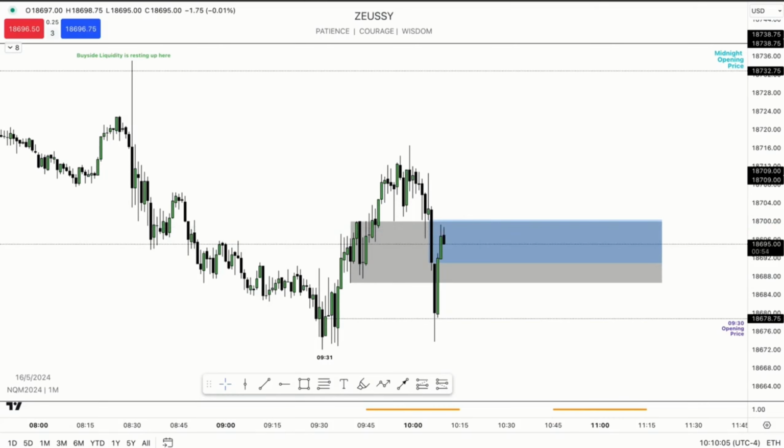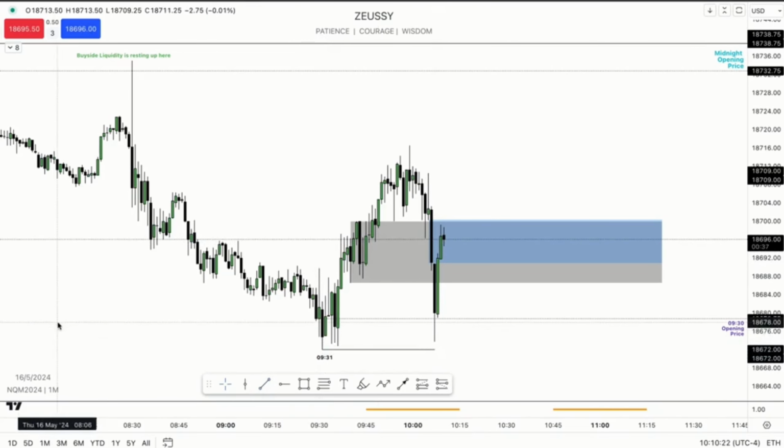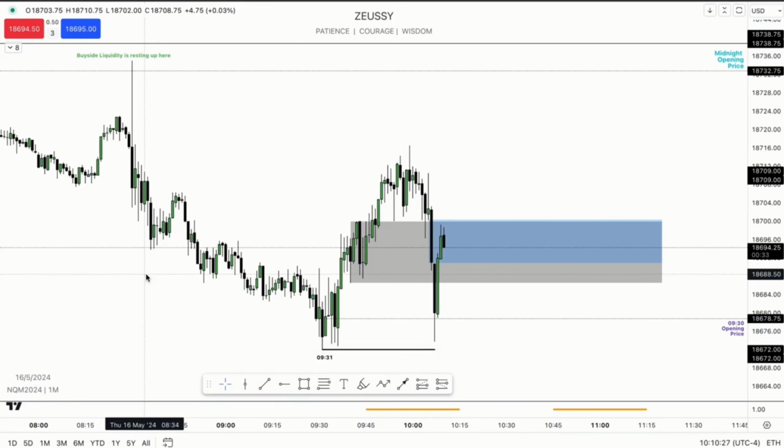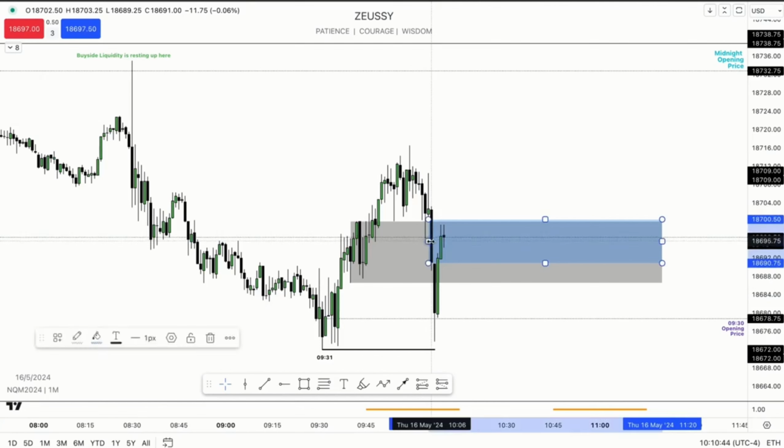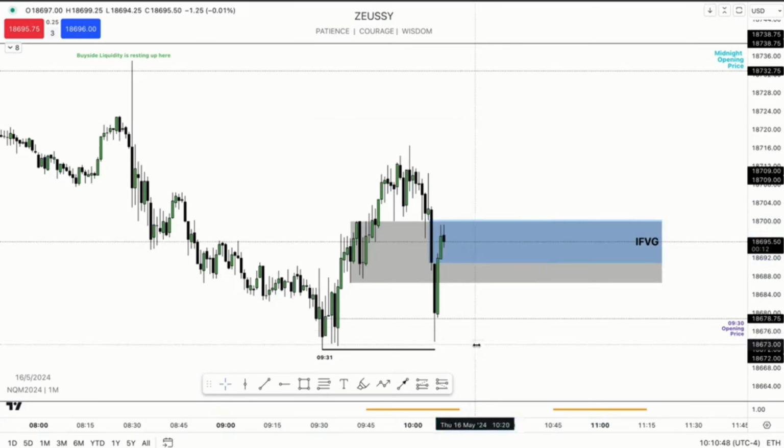Notice my annotation of buy side liquidity is resting up here. Above that news liquidity, above that news high, buy side liquidity has been engineered. The reason why I'm annotating the low right there is because ES took out that low, whilst Nasdaq did not. What we're seeing here is SMT relative to the previous 30-minute cycle's low.